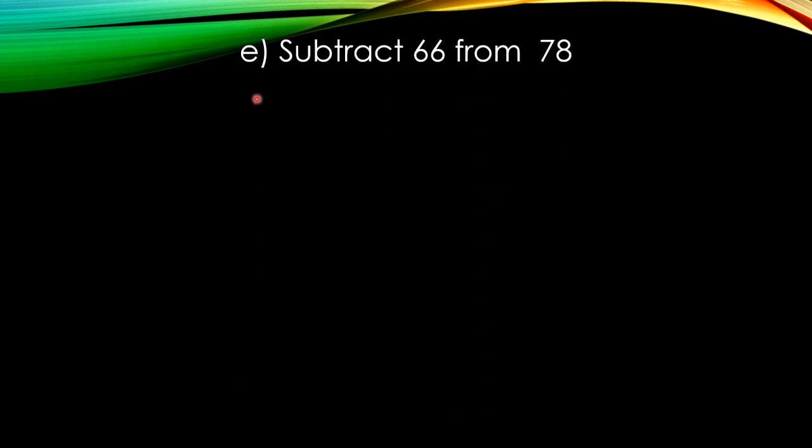Now in E part, subtract 66 from 78. Now you can see beta, this is a two digit number, this is also a two digit number. So we have to write two places, ones and tens. So beta, first we will write 78 because 78 is the greater number of these two. Okay, then we will write 66 under it. Okay, now we have to put the minus sign. So we will start from our ones place.